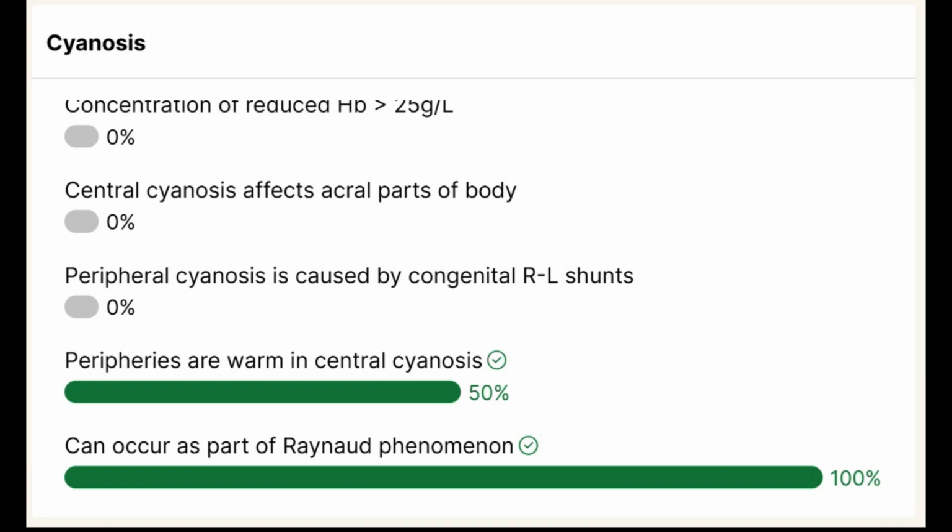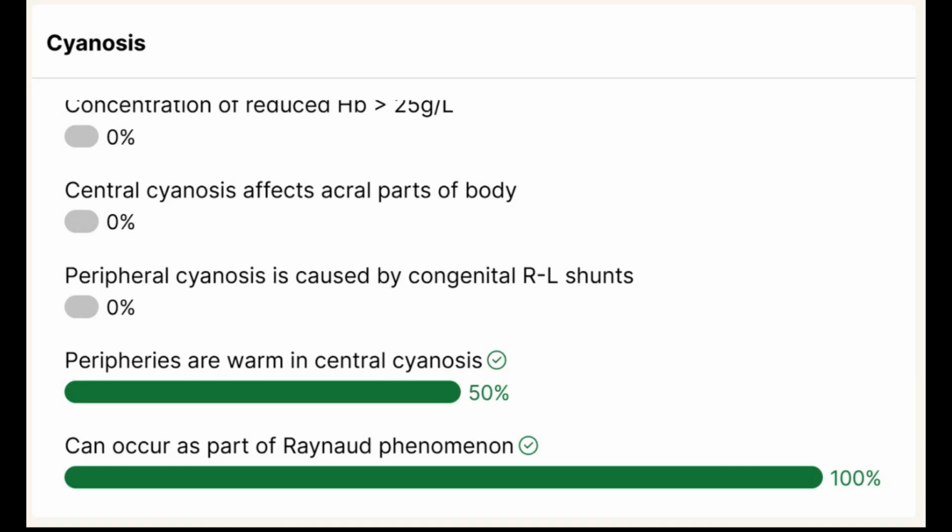Central cyanosis affects the skeletal parts of the body. That is wrong because it affects usually the face, such as the lips, tongue, or mucosa. The peripheral parts are actually affected by peripheral cyanosis, which is in the name. And peripheral cyanosis is caused by congenital right to left shunts, which is incorrect because that causes central cyanosis. It's a central cause of cyanosis.